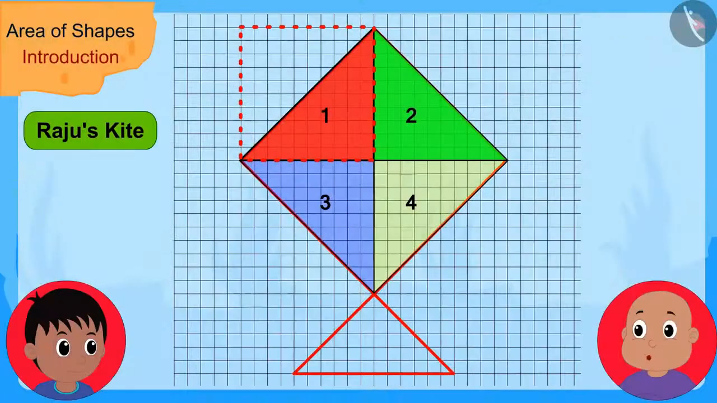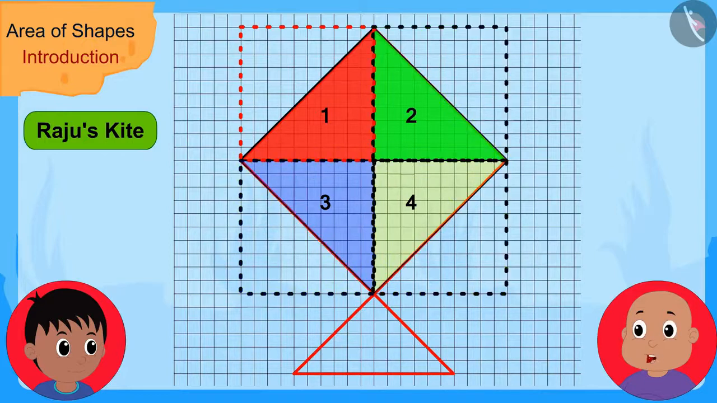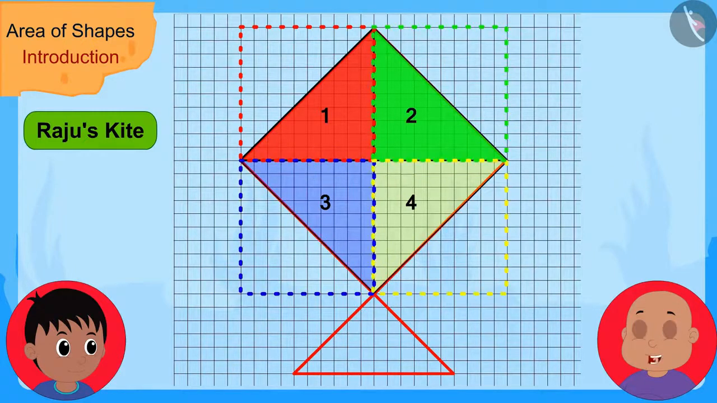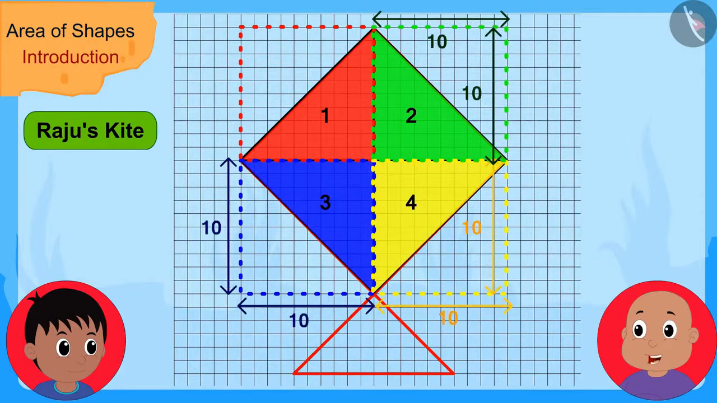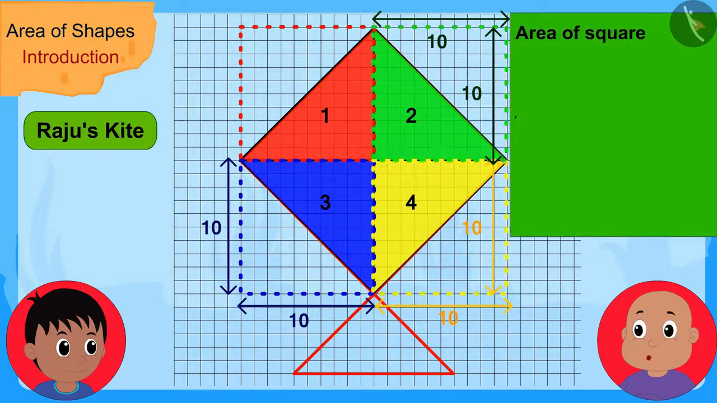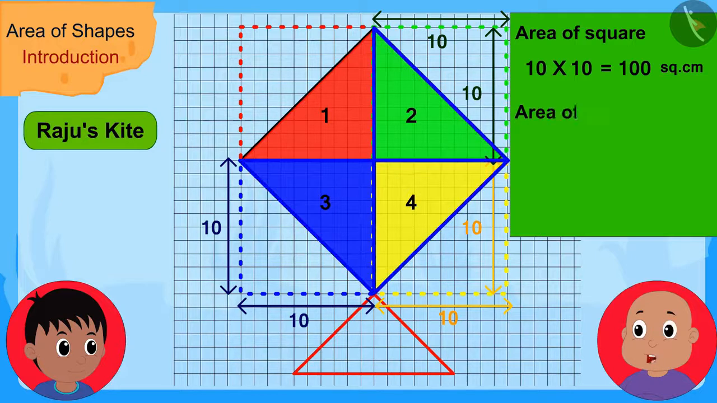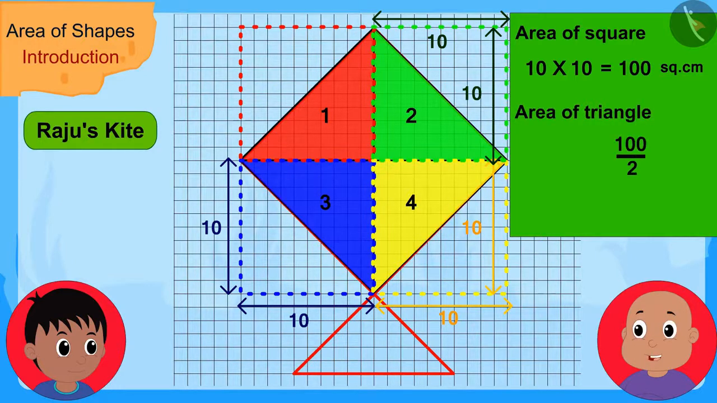In exactly the same way, these three triangles are also half of these three squares, and the area of these three squares is also 10 times 10 or 100 square centimeters. Therefore, the area of these three triangles are also 50 square centimeters.